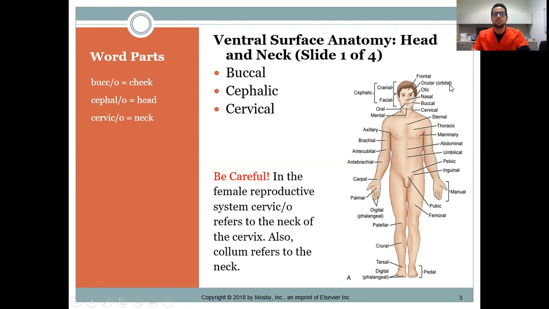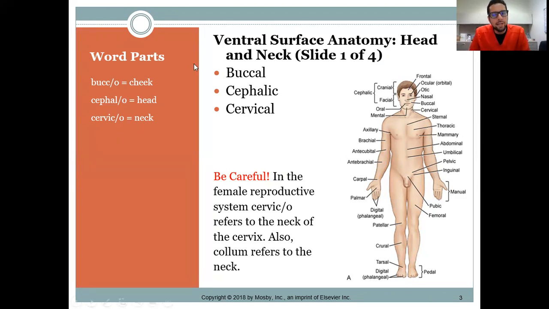I do want to specify what ventral surface means. Anything ventral is going to be on the front, or the anterior portion. Most of the time we'll use the term anterior, but you can say ventral side or ventral surface anatomy as well. Just know that ventral corresponds with the front. So these are some of the things on the front side of the body: the nasal cavities, the eyes, the ears, the nose, your biceps, your quadriceps, all on the front side of the body.